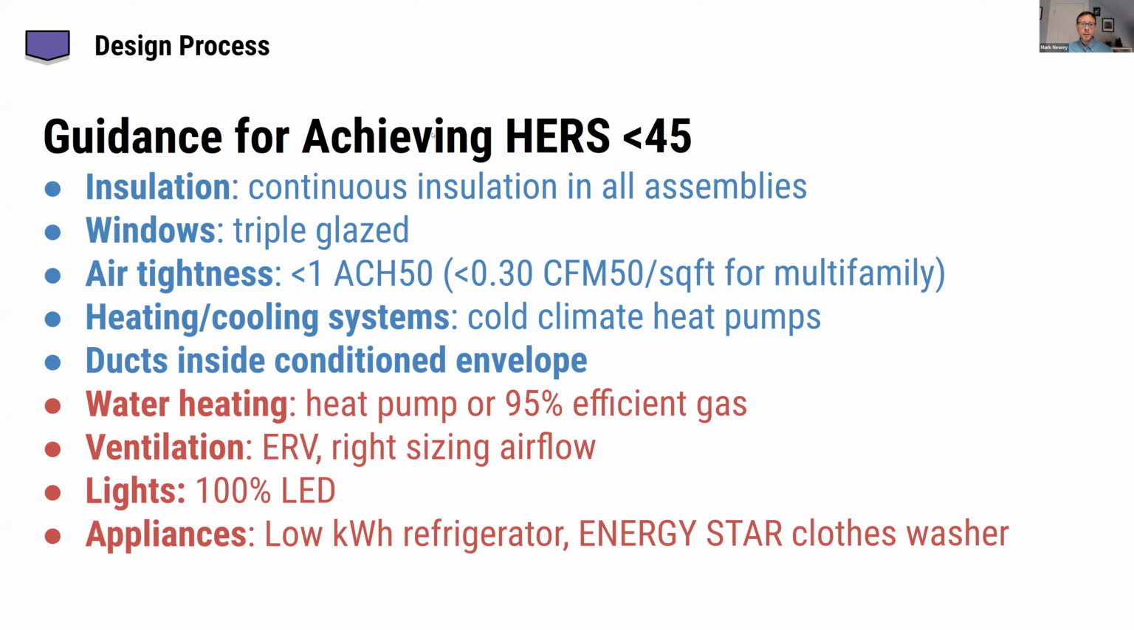Windows, you're typically looking at a triple paned window when we look at these low HERS indexes. Air tightness, I have two different targets. For single family homes, shooting for less than 1 air change per hour. That's what this abbreviation stands for. ACH 50 means air changes per hour at 50 pascals, which is a blower door test pressure. Or for multifamily, it's typically based on the surface area of the apartment or condo. So you have a 0.30 CFM 50, that's the airflow through the blower door per square foot of the shell of that apartment or condo. So getting nice air tightness helps.